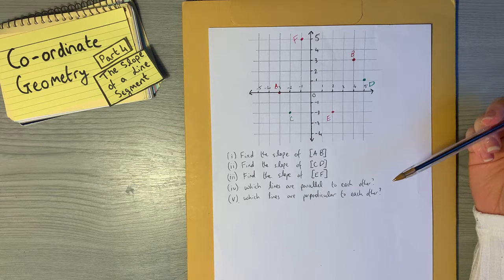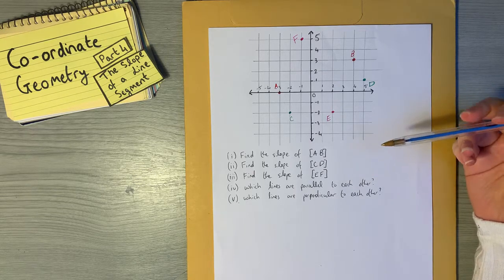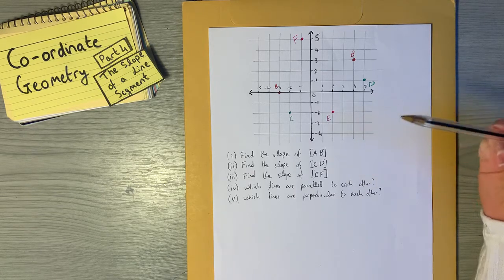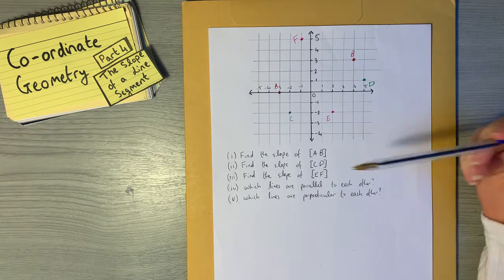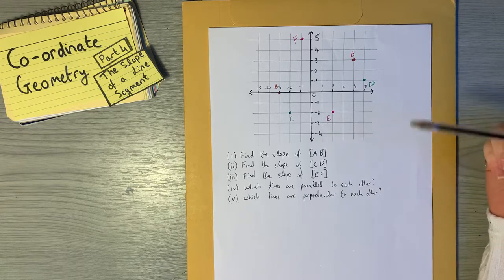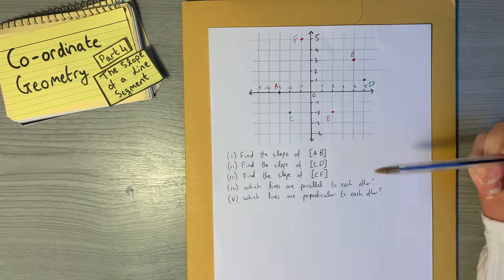The main intention of this video is for you to be able to find the slope of any line if you have 2 points on that line, and then what that slope can tell you about the line. We'll look a bit into that later.